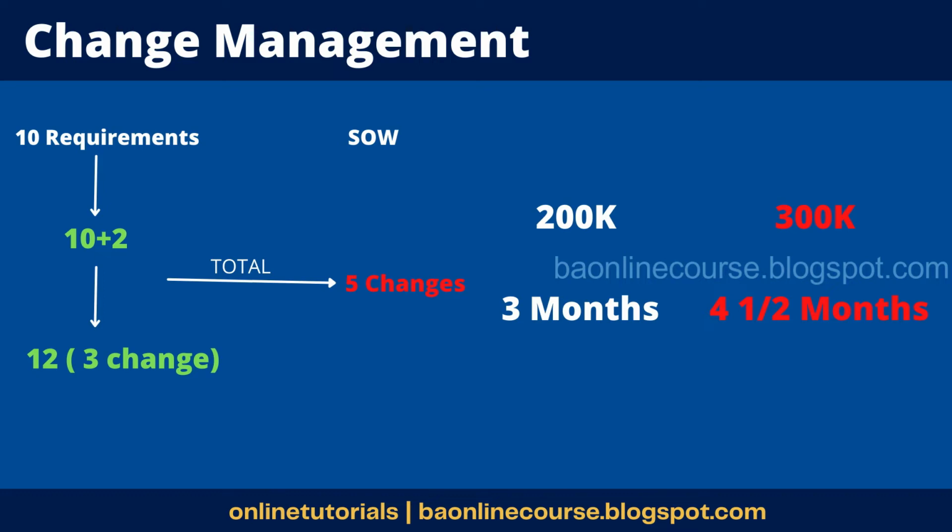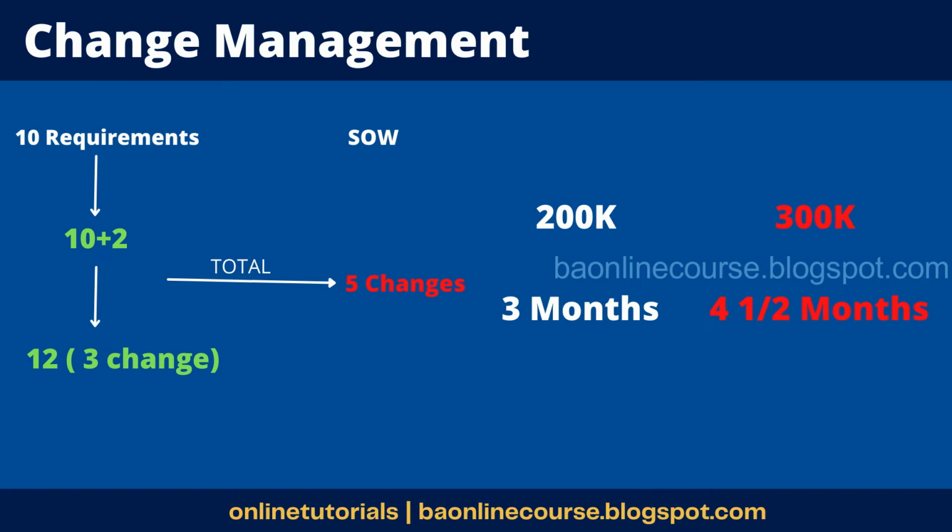So let's say that you captured the 10 requirements in the BRD, and then the customer comes in and adds 2, which makes it 12. And then 3 are changed, so effectively it becomes 15, right? So in the BRD we had initially only 10, but by the time the solution is delivered, it will have 15 features, right? So the system would have 15 features.